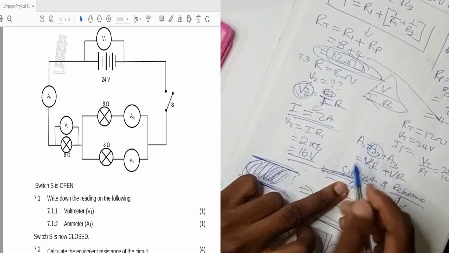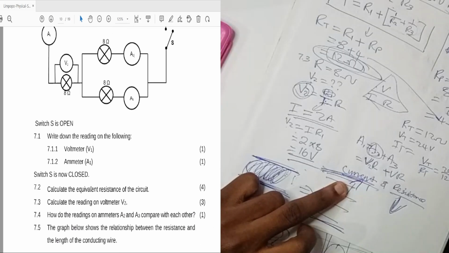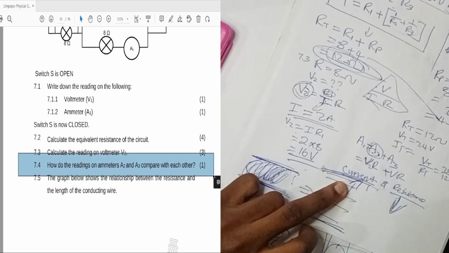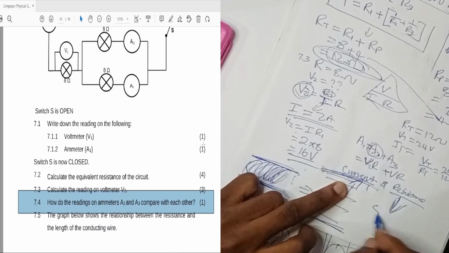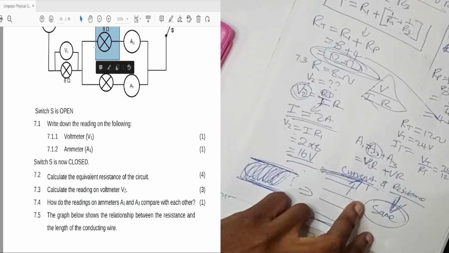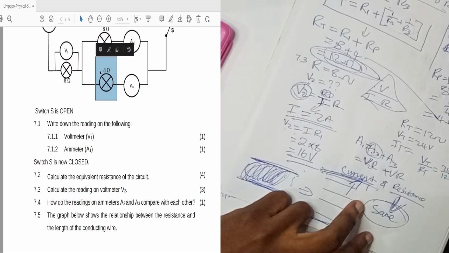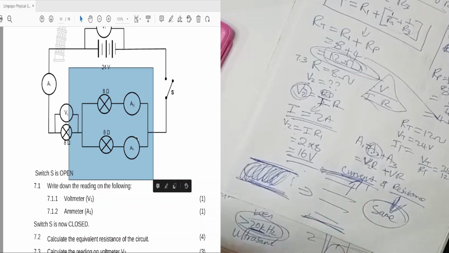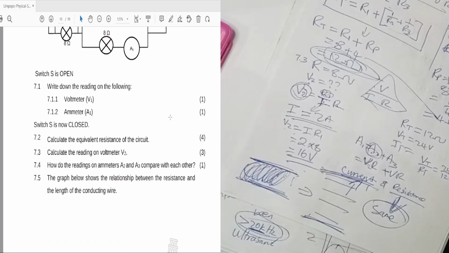But in this case, they're asking how the readings on A2 and A3 compare with each other. They're gonna be the same. Why the same? Because this is 8 ohms and this is 8 ohms. And the voltage across here is the same since it's parallel. So the answer is the same.